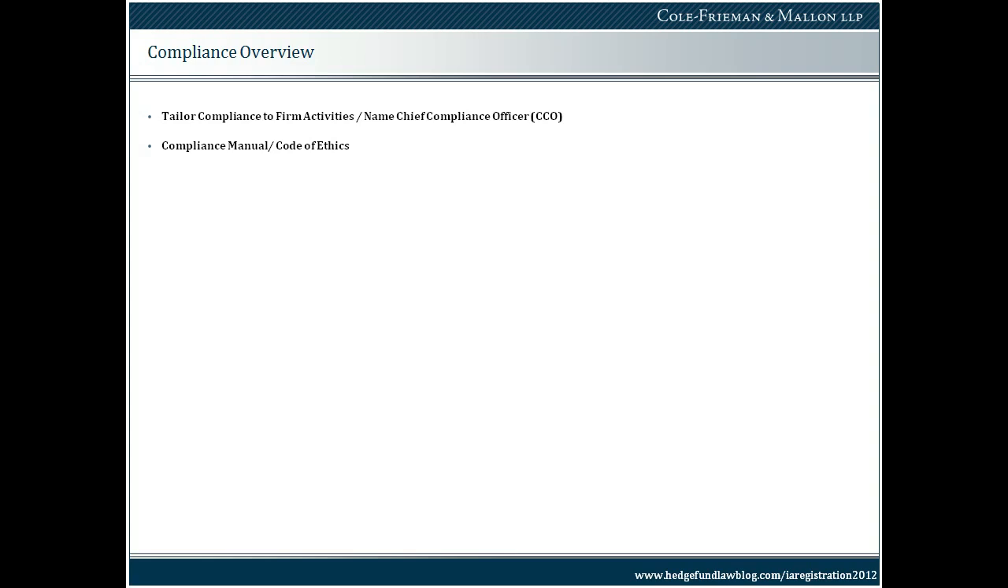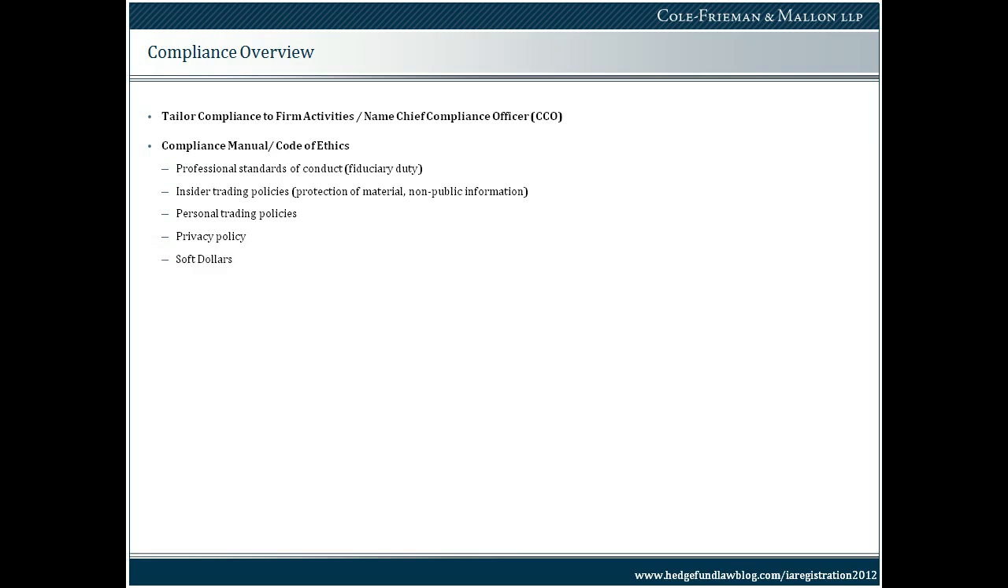During the compliance program setup, one of the main deliverables is going to be a compliance manual and code of ethics. The compliance manual is generally going to include a discussion about the manager's fiduciary duty and insider trading policy, a discussion of the personal trading policies, the privacy policy for clients and investors, and the soft dollar programs that the manager is engaged in. There's also going to be the books and records which need to be kept as part of the firm's compliance program.